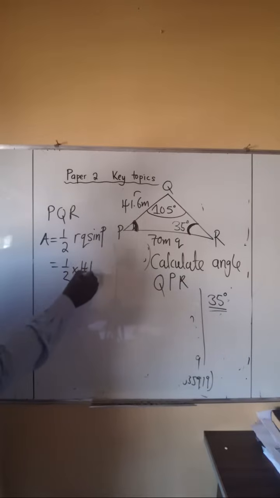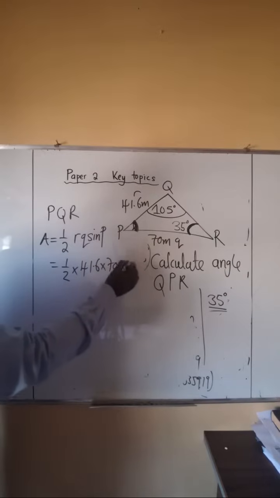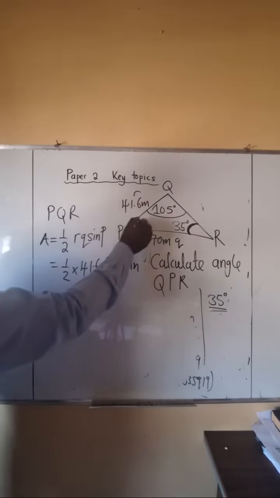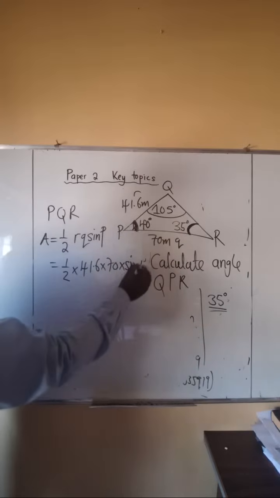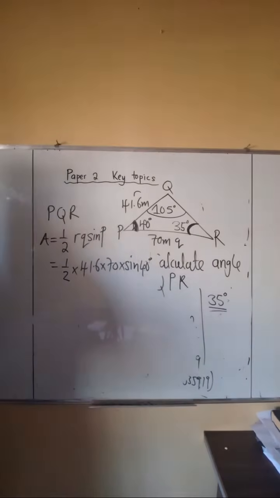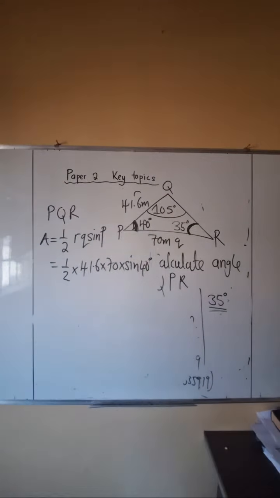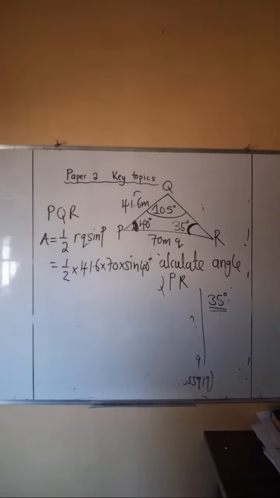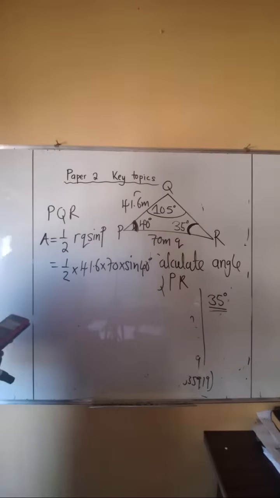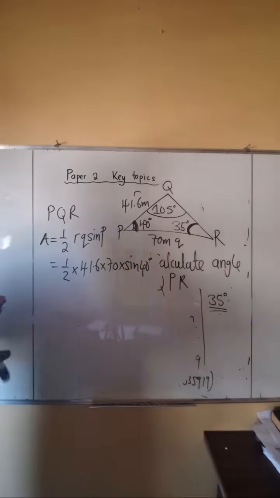So we shall say 1 over 2 times, what is our R? It's 41.6, times, what is our Q? 70, times sine, what is our angle here? We just found it to be 40 degrees. So sine 40 degrees, just like that. Now get your calculator and punch 1 over 2 times 41.6 times 70 times sine 40.